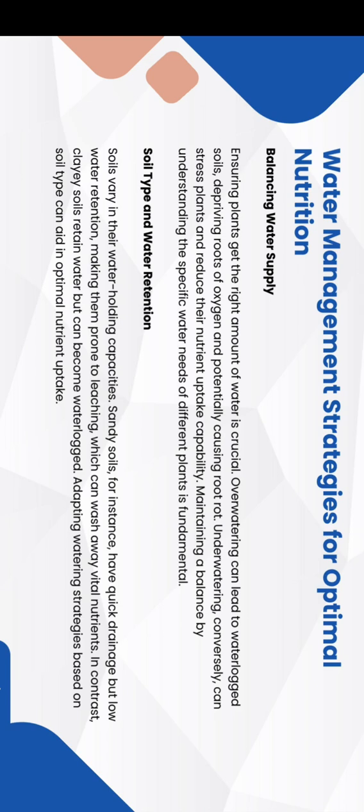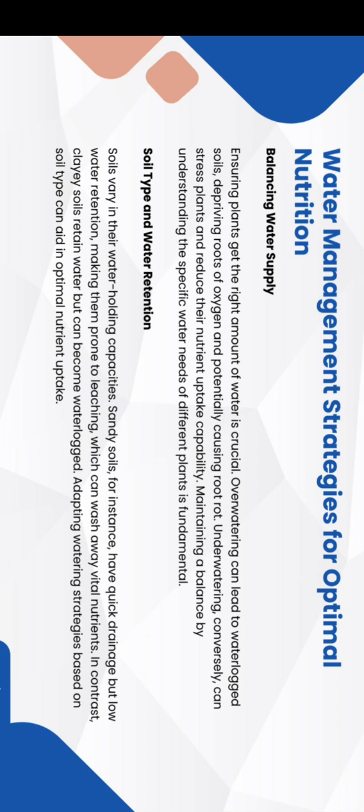Water management strategies for optimal nutrition. Balancing water supply. Ensuring plants get the right amount of water is crucial. Overwatering can lead to waterlogged soils, depriving roots of oxygen and potentially causing root rot. Underwatering, conversely, can stress plants and reduce their nutrient uptake capability. Maintaining a balance by understanding the specific water needs of different plants is fundamental.